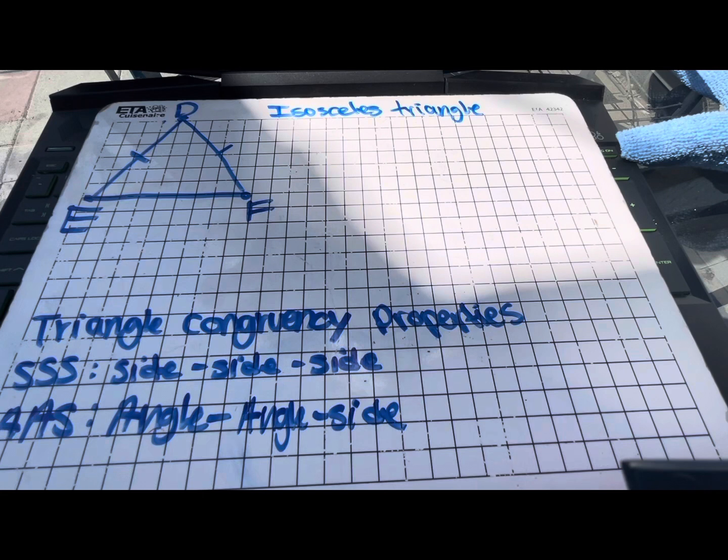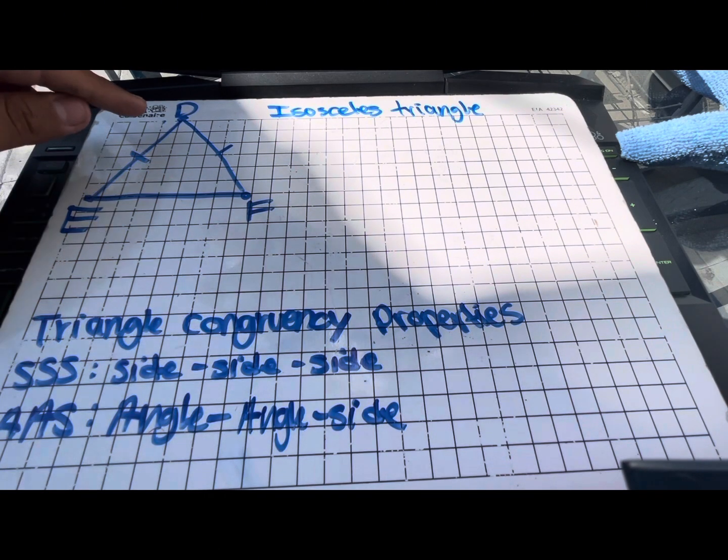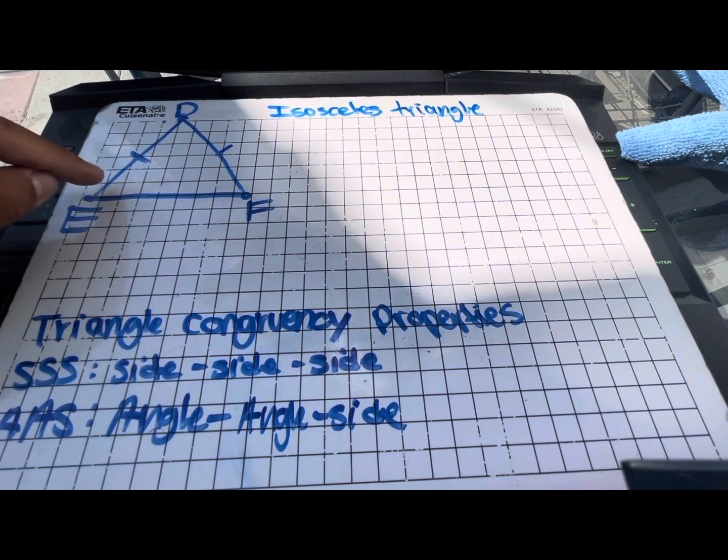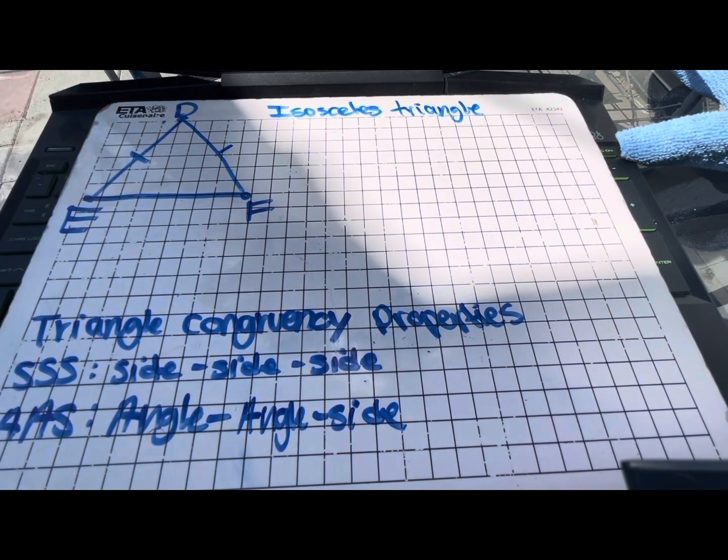Hi guys, today I will be teaching the topic about proofs concerning isosceles triangles. In today's topic, we will be proving that these two sides, the legs of the isosceles triangle, are congruent, and also the bases, right here, E and F, are also congruent.